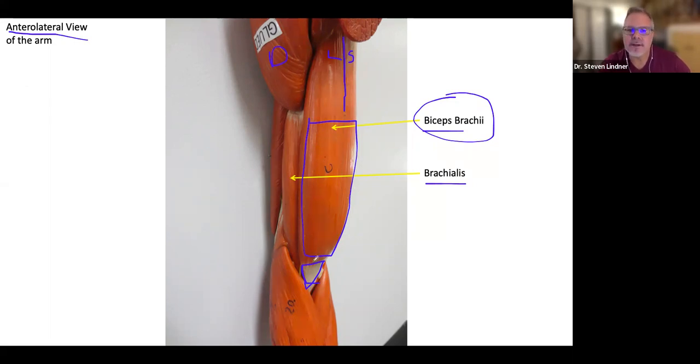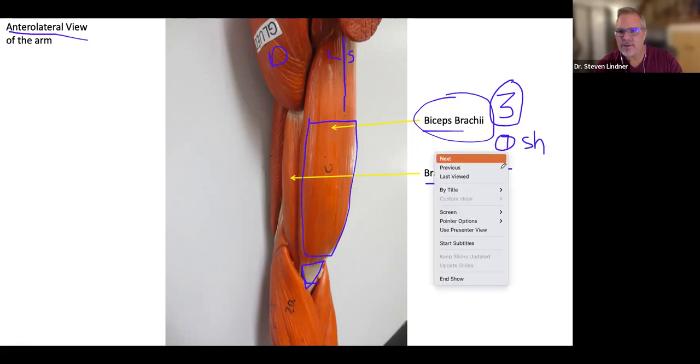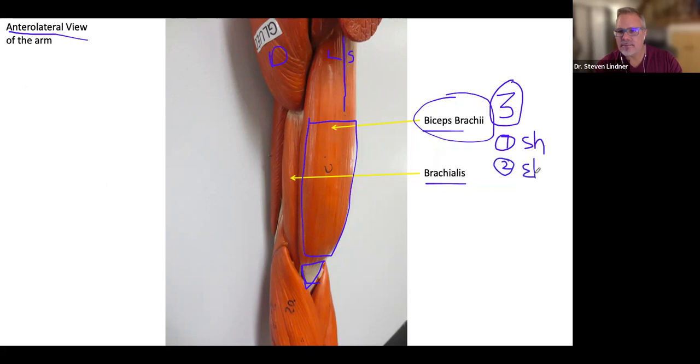Now, both of these are going to flex the elbow. The biceps brachii can do 3 actions. It does 1 action at the shoulder, and then it does 2 actions at the elbow.